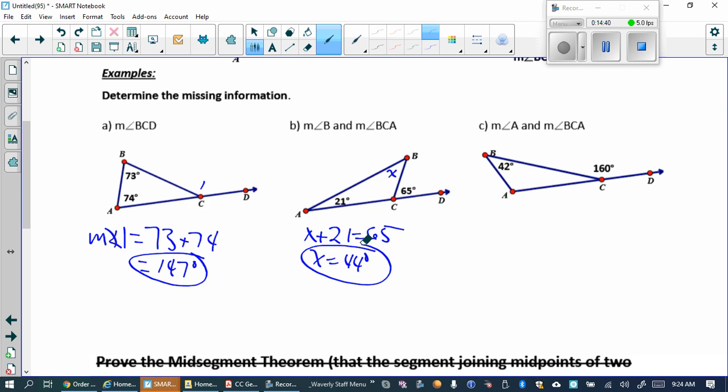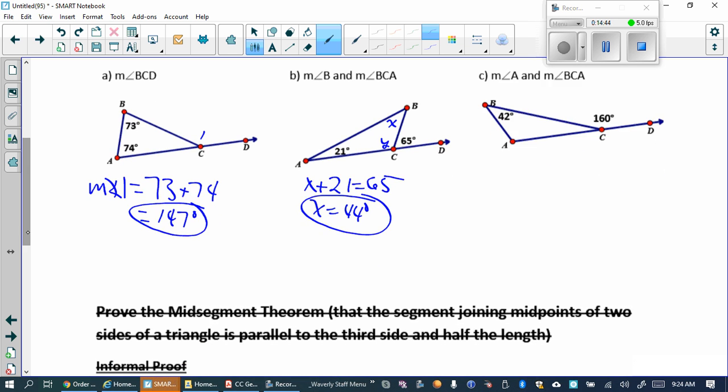This one? Let's call that Y for BCA. Wouldn't Y plus 65 equal 180? So what does Y equal? Okay? And the last one, we're looking for angle A. You could do that in a different way. Sure, you can add those up and subtract, right?